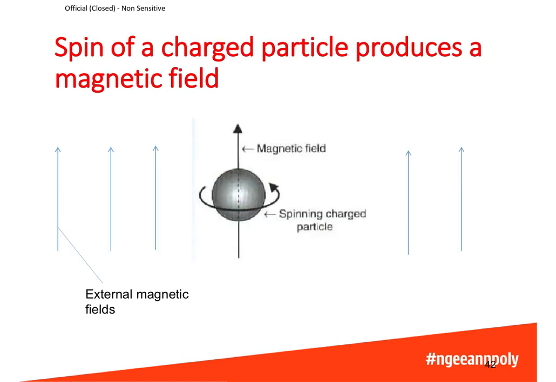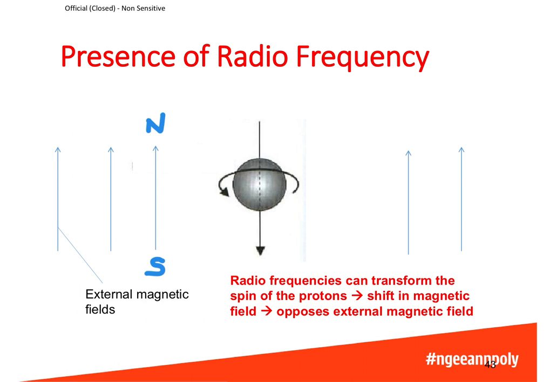This diagram illustrates the lower energy state. So when an external magnetic field is applied, the magnetic field of the nucleus aligns with the external magnetic field. When the nucleus absorbs radio frequency of a specific wavelength, the spin can be changed so that the magnetic field of the nucleus opposes the external magnetic field.